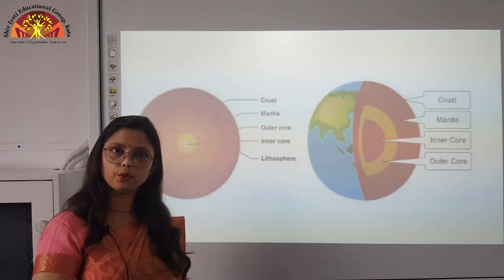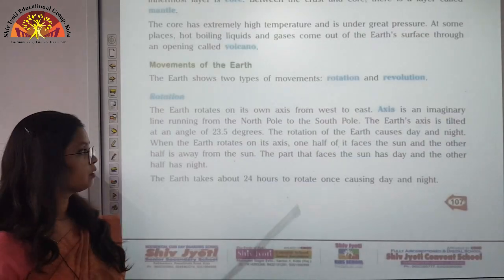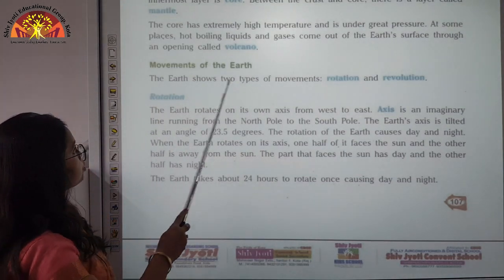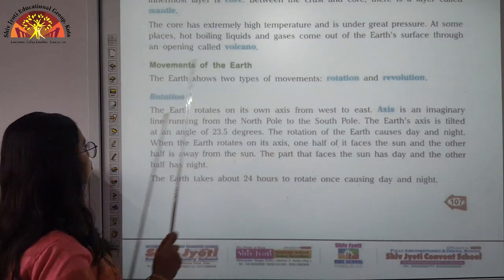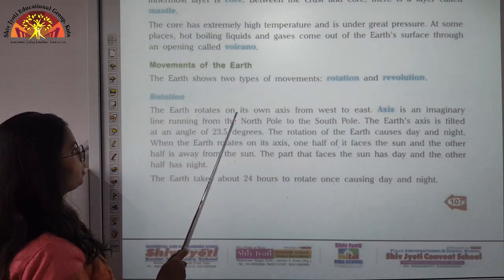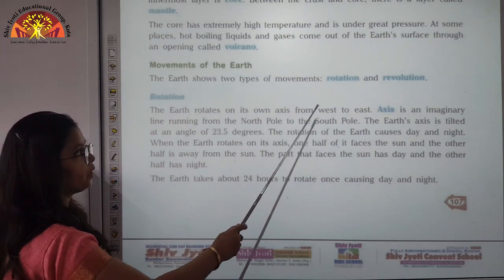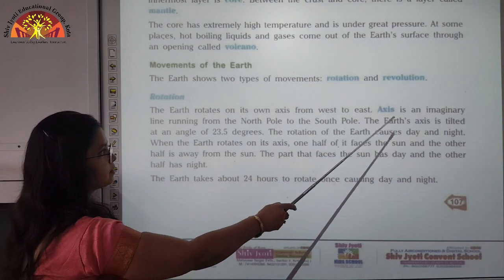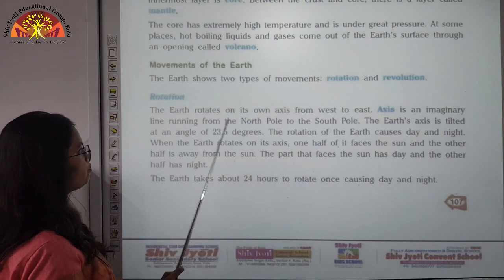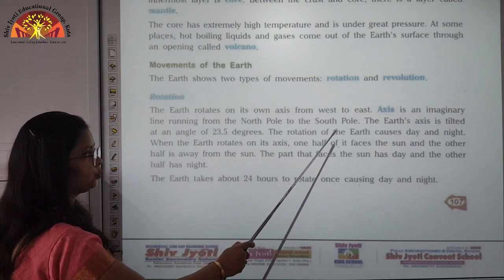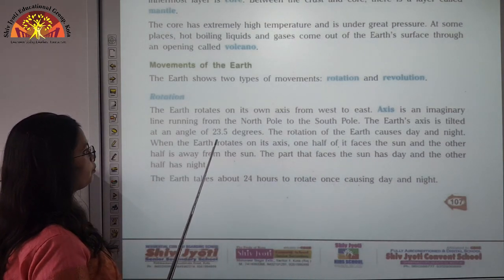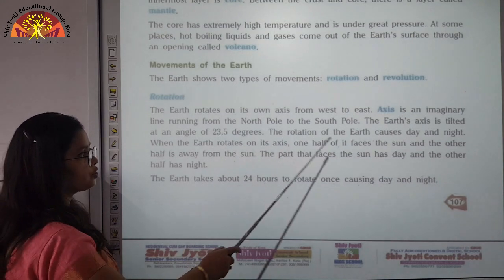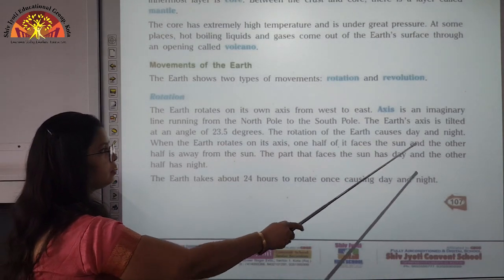So let us come to your book again. The Earth shows 2 types of movements, rotation and revolution. The Earth rotates on its own axis from west to east. Axis is an imaginary line running from the North Pole to the South Pole. The Earth's axis is tilted at an angle of 23.5 degrees. The rotation of the Earth causes day and night.